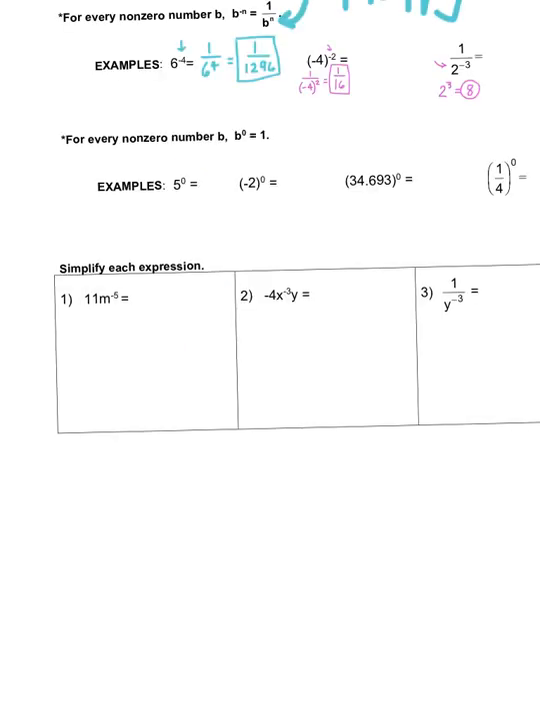Another property that we're looking at today is for every non-zero number, b to the 0 is 1. So we have 5 to the 0 power, it's 1. -2 to the 0 power, 1. Anything to the 0 power is equal to 1. Let's do some examples by simplifying each expression.